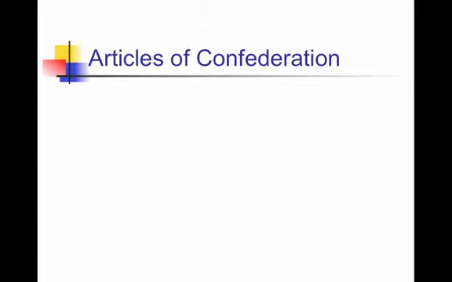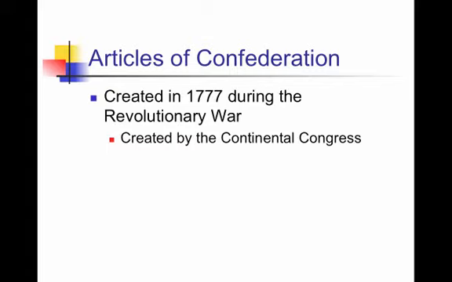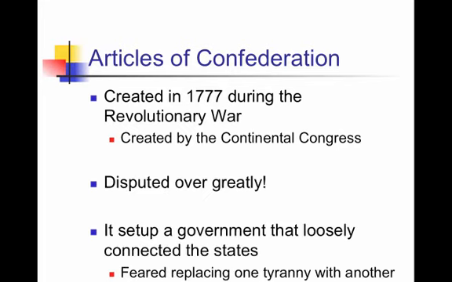So what did we actually need in America? Well, what we needed was a type of government that could kind of oversee what's going on in all the colonies, and now really what they're going to be called are all the states. So, the Articles of Confederation itself was actually written during the Revolutionary War in 1777, created by the Continental Congress, and there was a lot of fighting over it.